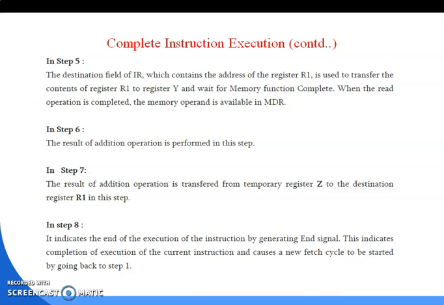So Z is used here as a temporary register which holds the data temporarily. That means you are manipulating the data. Suppose you have a plus b. It stores the operand temporarily, and after the completion of the calculation, the value of a plus b, the result, will be transferred to register R1, where the data will be stored or written permanently.